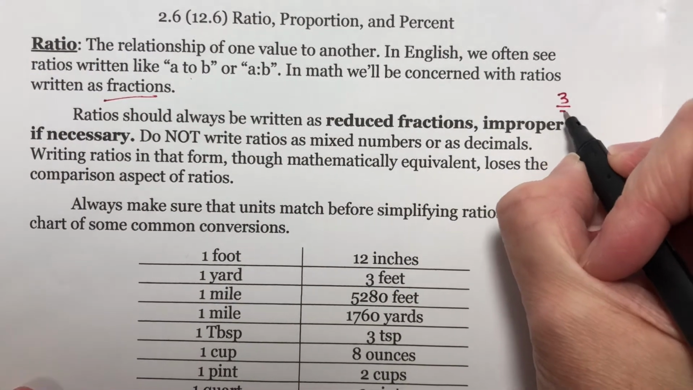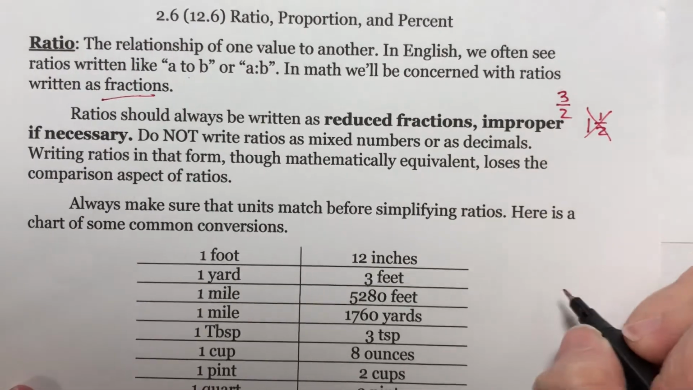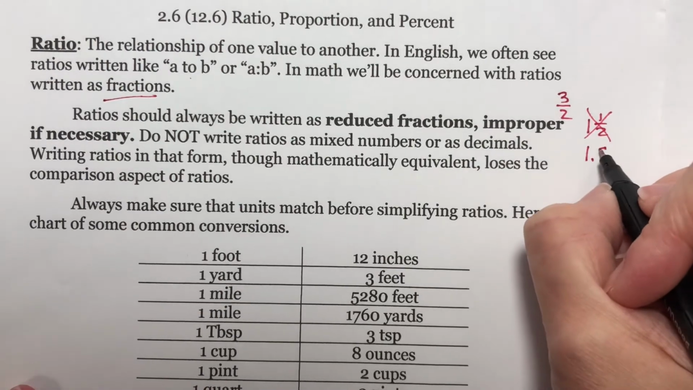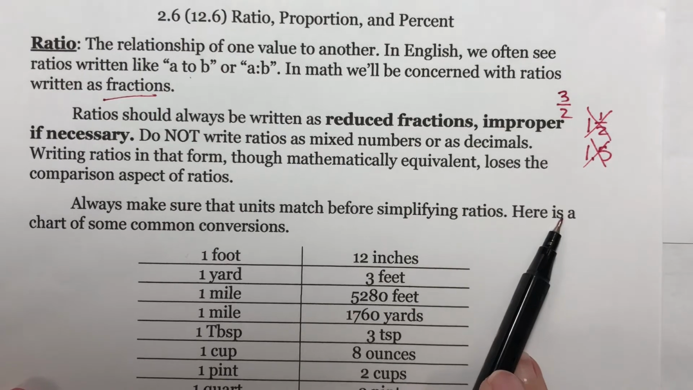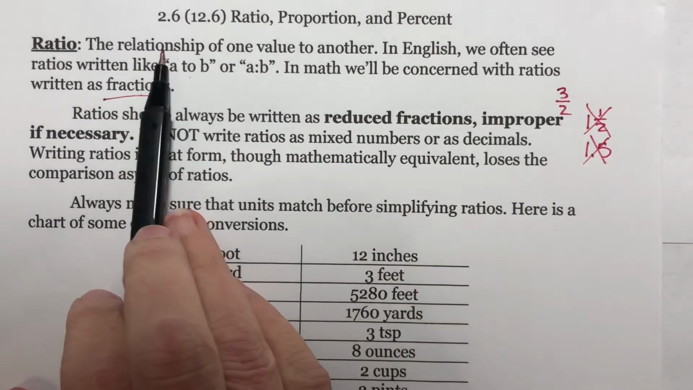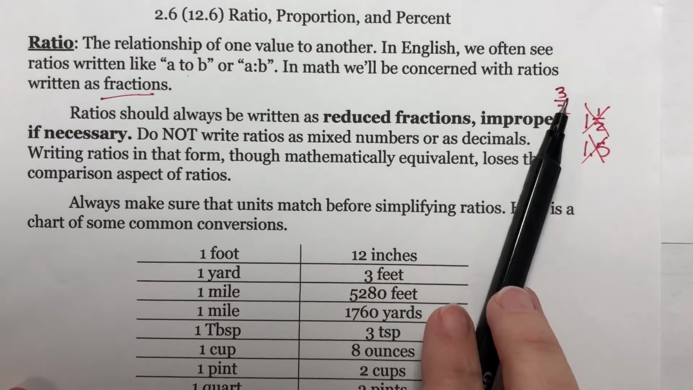So you would write 3/2, that would be acceptable. 1 1/2 would not be acceptable. Also, 1.5 is not acceptable. Even though numerically they are all the same, we need to keep the relationship. We need to keep the comparison. And if we go to one of these two forms, we lose the comparison.